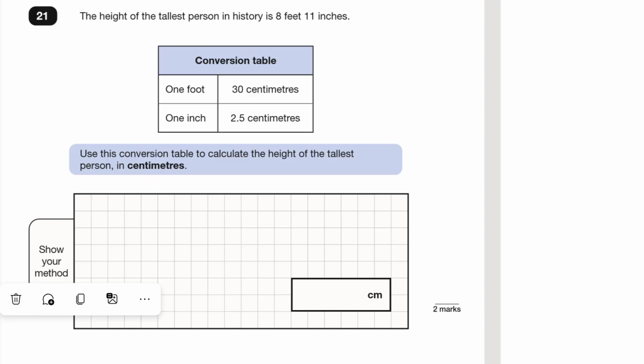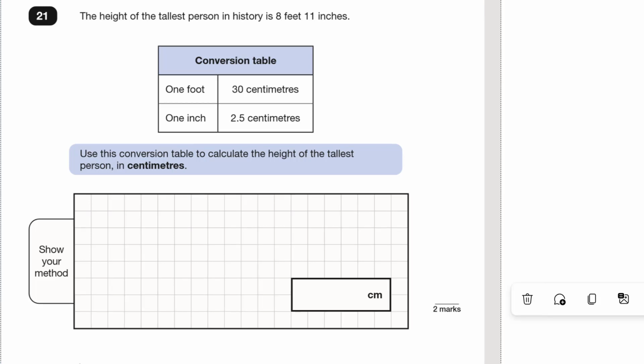Question 21. The height of the tallest person in history is 8 feet 11 inches. Here we have a conversion table. 1 foot is equal to 30 centimetres and 1 inch is equal to 2.5 centimetres.